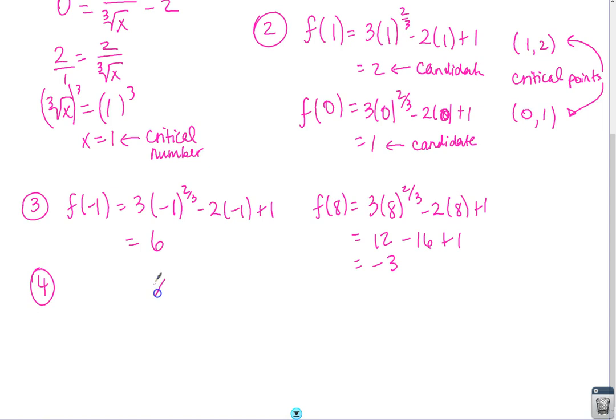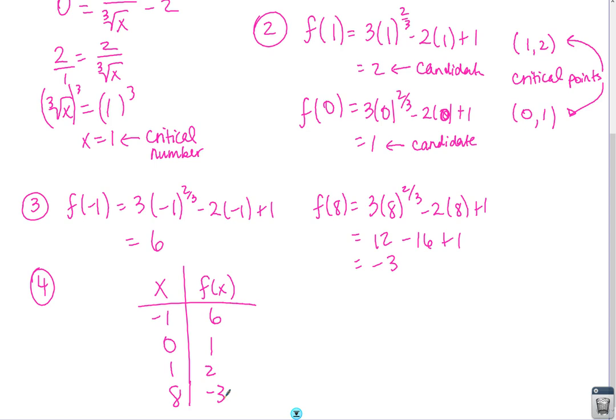And I've got x, f of x. Let's see, I had negative 1. My critical numbers were 0, 1. My other endpoint was 8. At negative 1, my y value was 6. At 0, my y value was 1. At 1, it was 2. And at 8, my y value was negative 3.